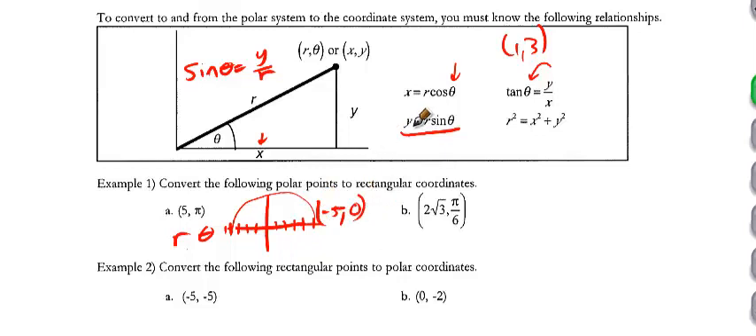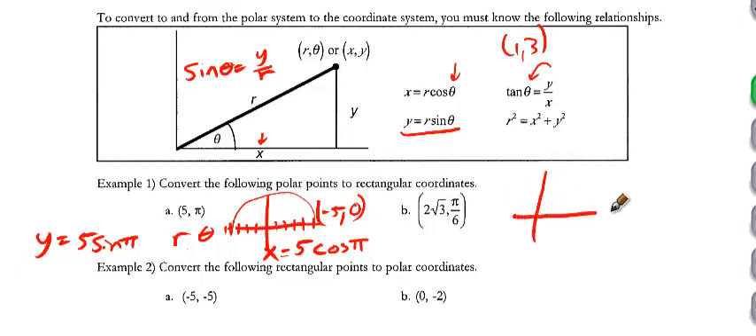Now if you apply your same formulas here, your x is going to be r cosine theta, so r is 5 cosine of pi. Cosine pi is negative 1, and that gives you the x value of negative 5. If you do r sine theta, so y equals 5 sine of pi, well, sine of pi is 0, and you've got it.